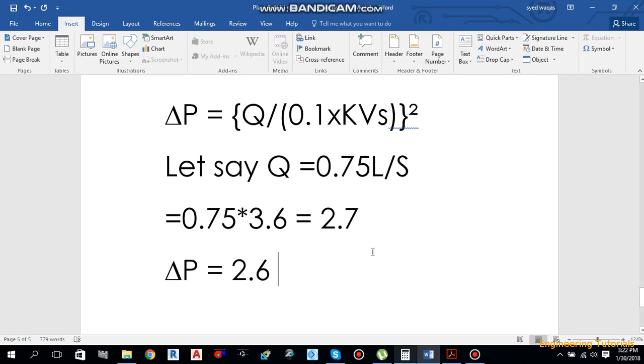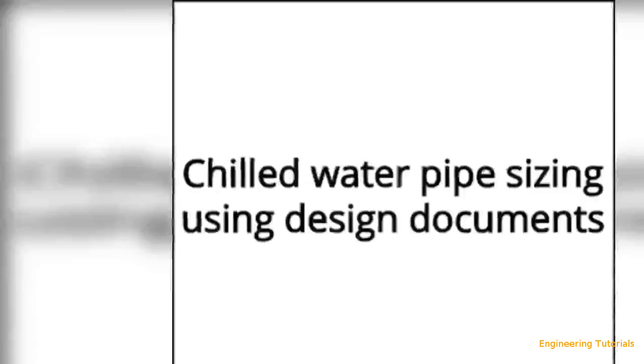So this is how you can check how many turns we have to open the DRV for water balancing in terminal units and coil units.